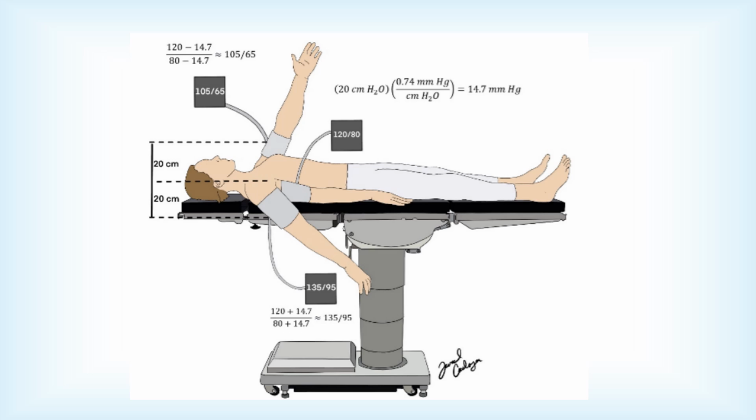Here's an example picture demonstrating the difference in measured blood pressure. With the non-invasive blood pressure cuff on an elevated arm, the blood pressure reading will be underestimated. An extremity below a level body will be overestimated, each by a factor of 0.7 millimeters of mercury per centimeter in height difference.